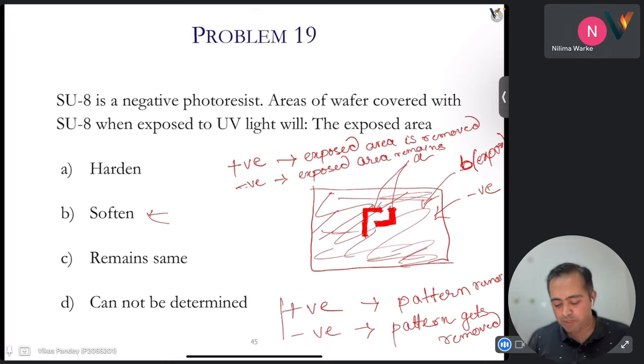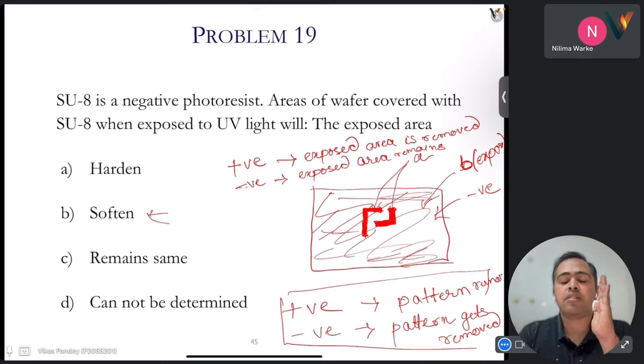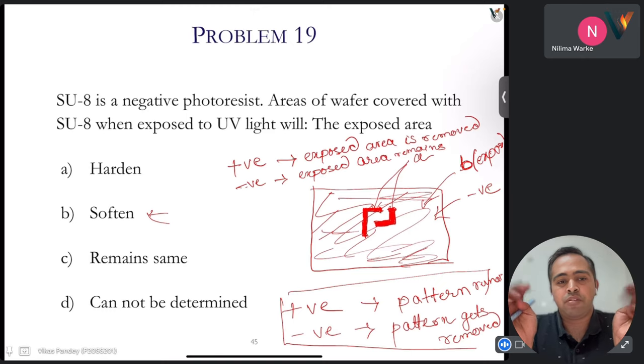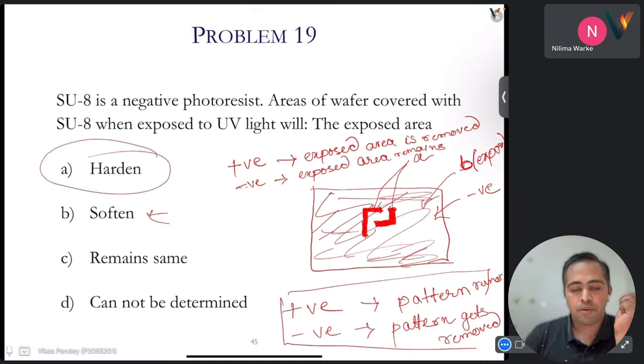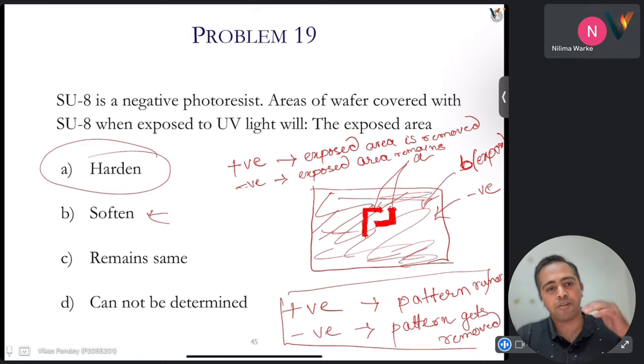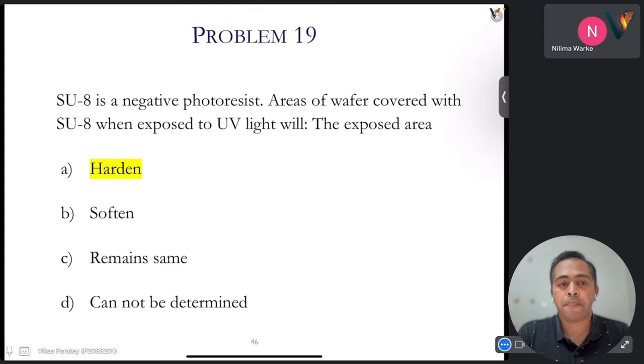So if you keep this in mind: when we are thinking about positive, whatever we want to make, we make a pattern for it. That is the positive one. For the negative one, whatever we want to make, we make a pattern opposite of it. So you will not get confused. In this case, it will harden. This is very confusing, which is why in every lecture I put one or two questions related to photoresist, positive, negative, and bright field and dark field. People easily get confused. So for negative, it is hardened.